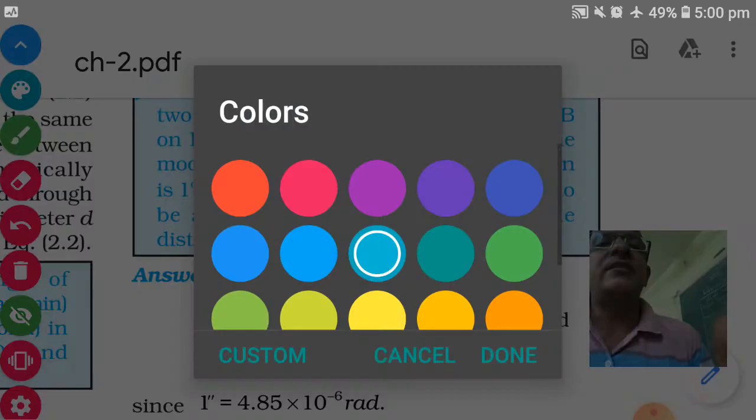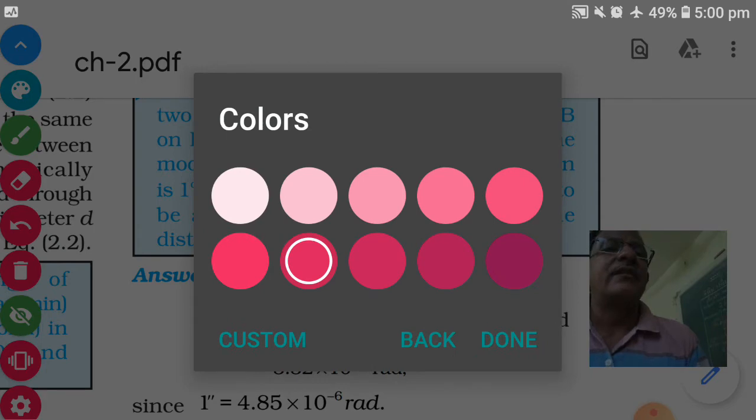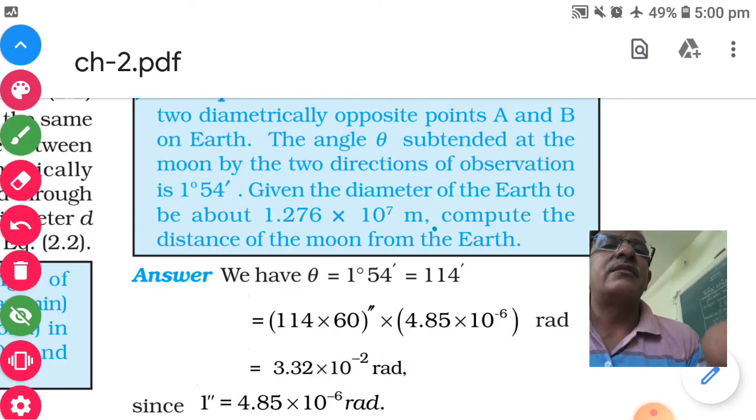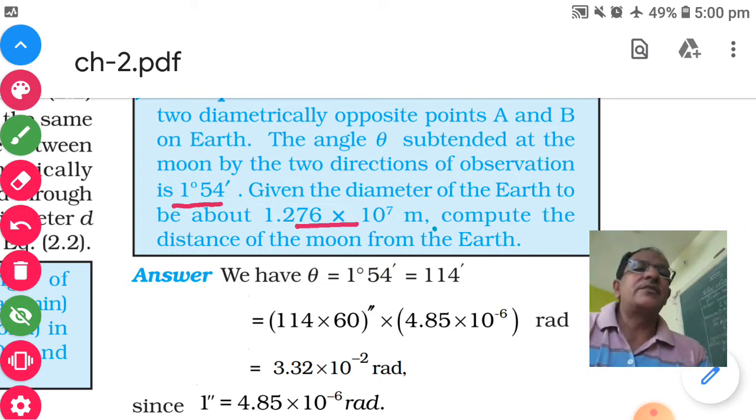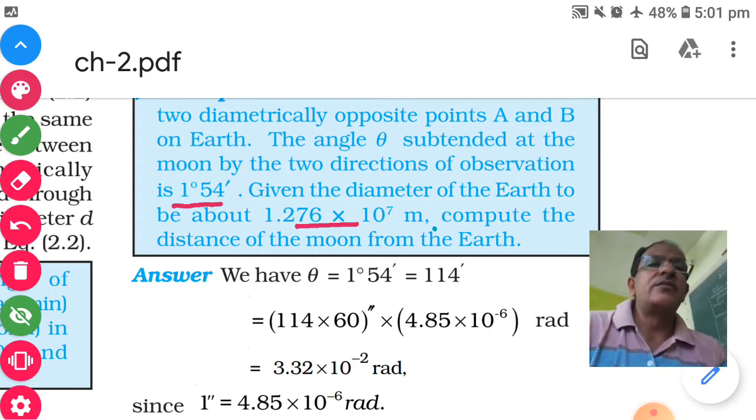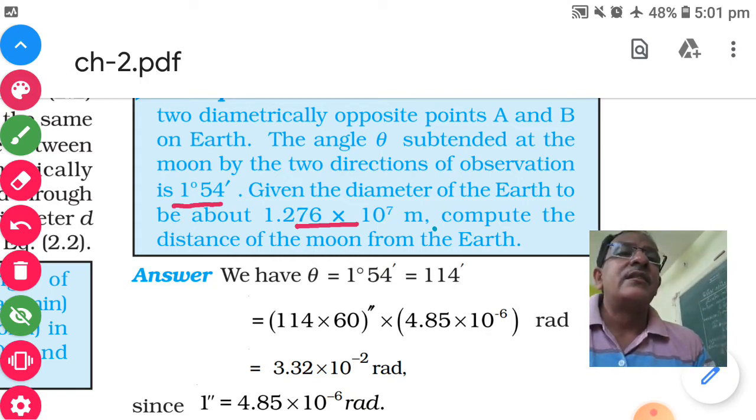Now how to read this, that also you should know. This is spoken as 1 degree 54 minutes. The Earth's diameter is given, as the two diametrically opposite points are where the persons were located. So you just have to find the distance of the Moon from the Earth.